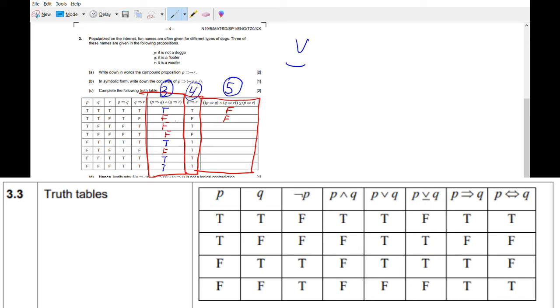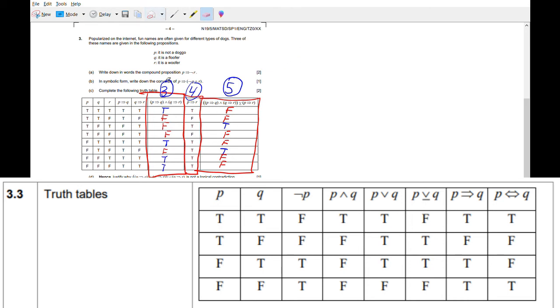Here we have at least one of them is true, and the other one's false, so it's going to be true. Here on the 4th row, they are both false, so it's going to be false. 5th row, they are both true, so it's going to be false. 6th row, at least one of them is true and the other one's false, so it's going to be true. And the last 2 rows, they are both true, therefore the statement goes to false. Okay? That is part C.